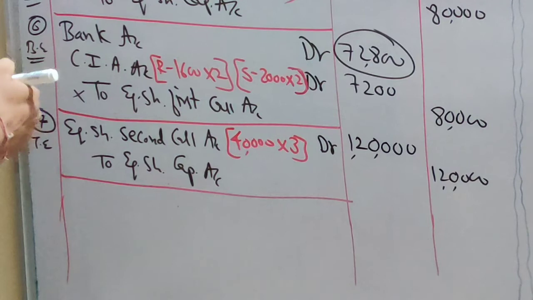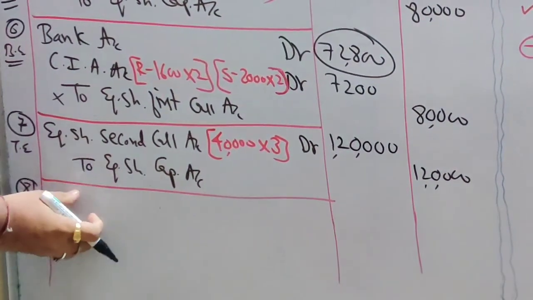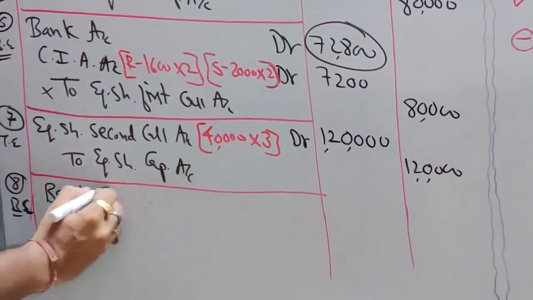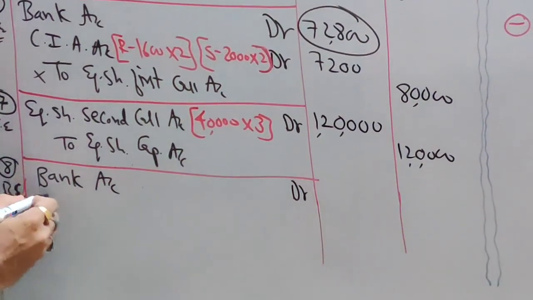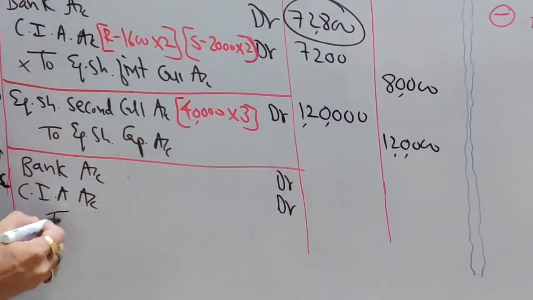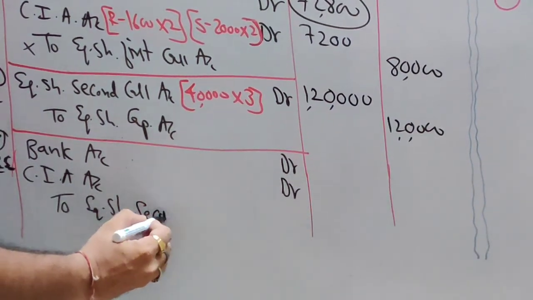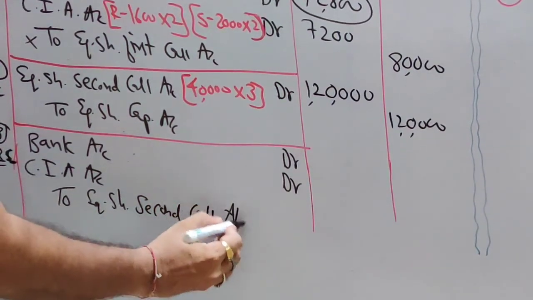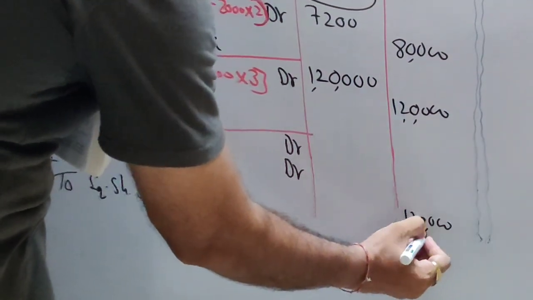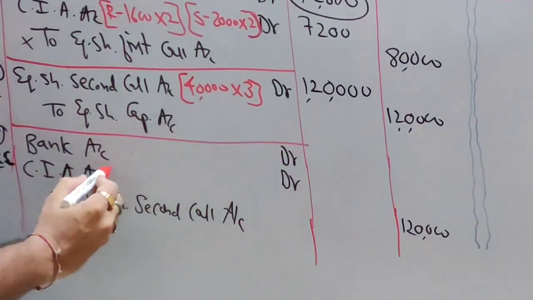Again, when you are passing a bank entry, be careful, we have to show arrear again of Ramesh and Suresh. Bank account debit, call in arrear account debit to equity share second call account. I want to close this second call account. 1,20,000. Correct?